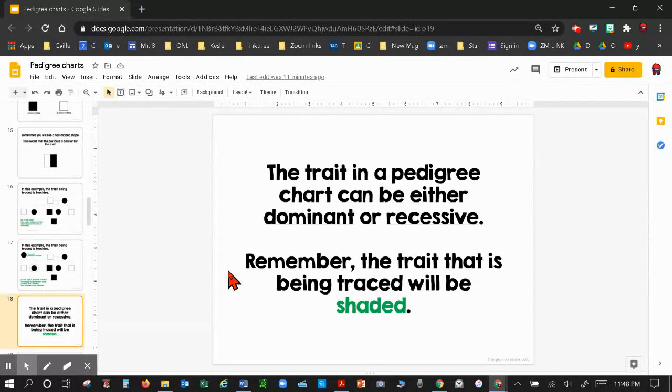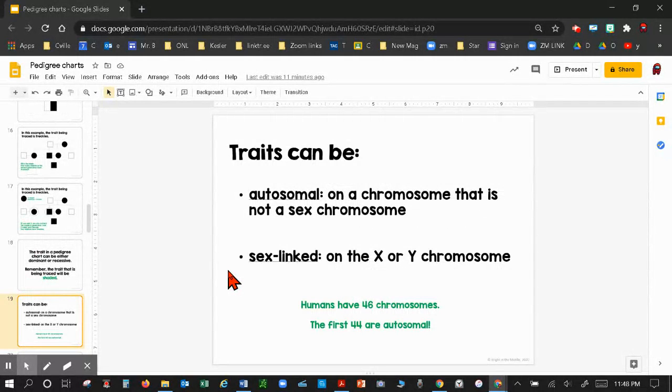So a trait in a pedigree can be either recessive or dominant. Remember that the traits that are traced are the ones that are being shaded. And so traits can be what we call autosomal, which means they run on the 44 chromosomes, the 22 pairs that we have. The other pair of chromosomes are the sex chromosomes, the X or the Y.